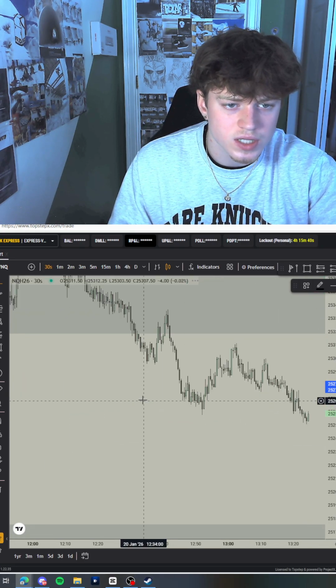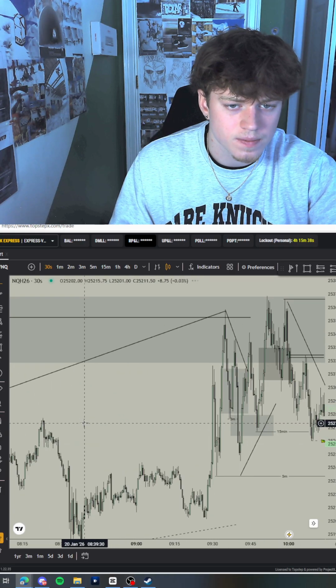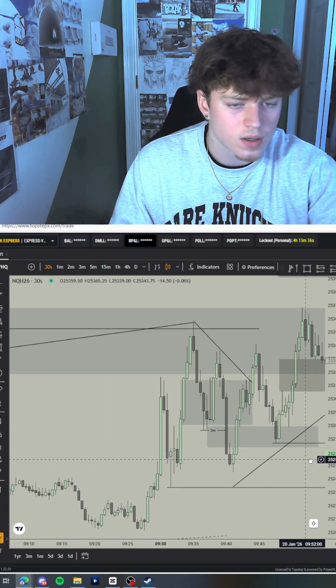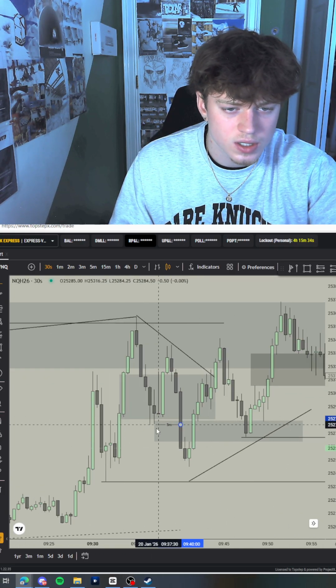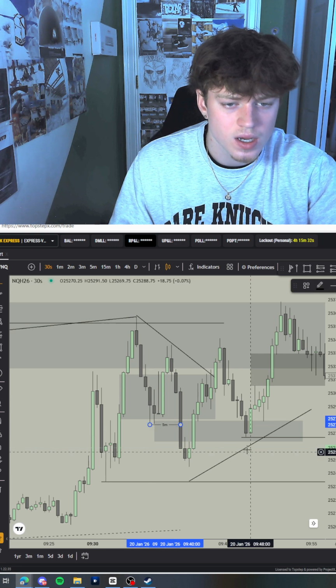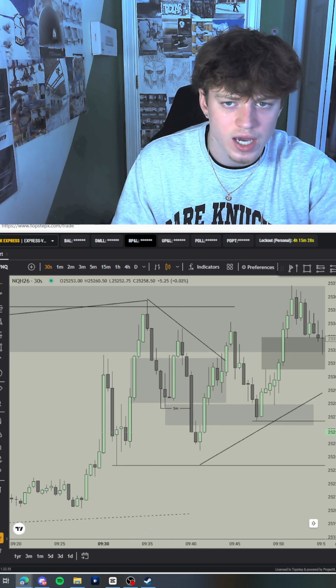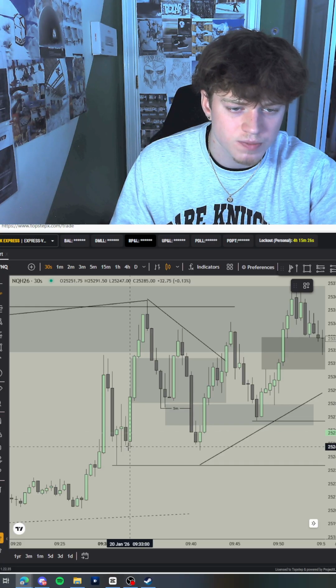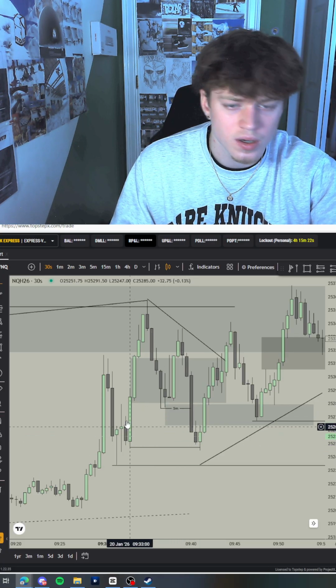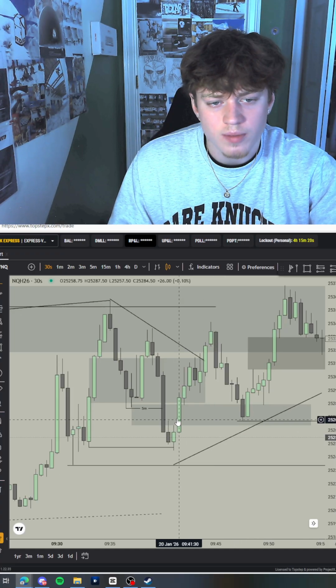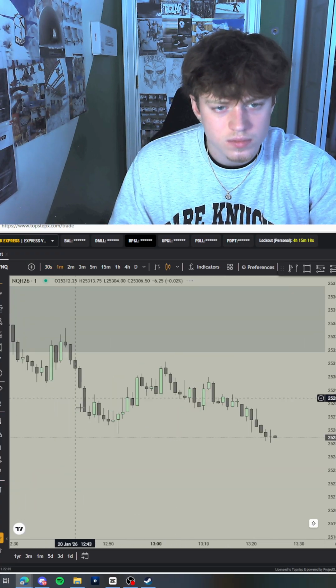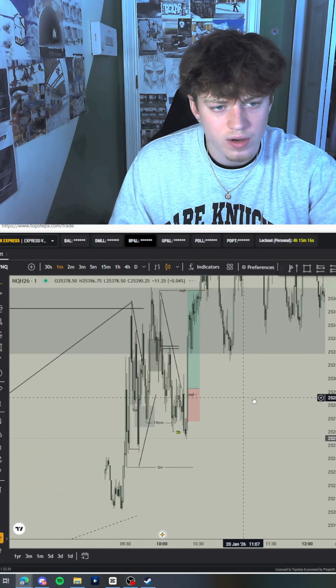I'll go on to the 30 seconds so it's a little easier to see. So the 30 second shows us, this is the 5-minute gap. What happens after we come down, 5-minute gap, we also take out this low, which doesn't mean much, but we do take it out. Almost like swooping a low. We come straight back up with a very, very good inverse.